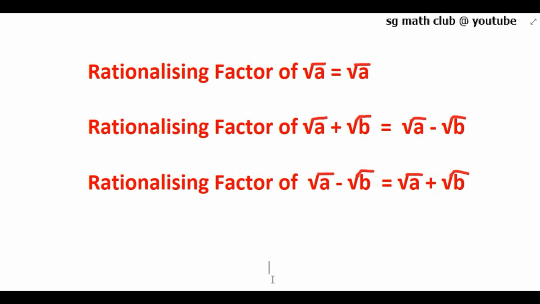So these three things you have to keep in your mind. The rationalizing factor of root a is root a. The rationalizing factor of root a plus root b is root a minus root b. And the rationalizing factor of root a minus root b is root a plus root b. You have to just change the sign. And if it is root a, write the same as root a.